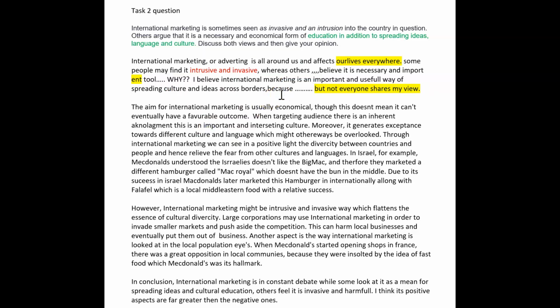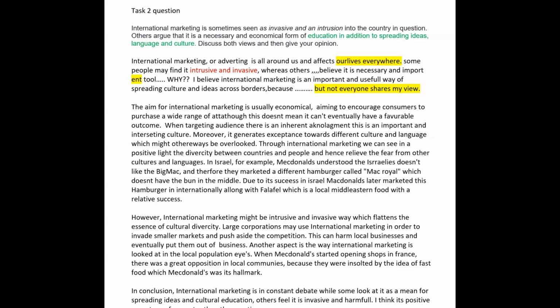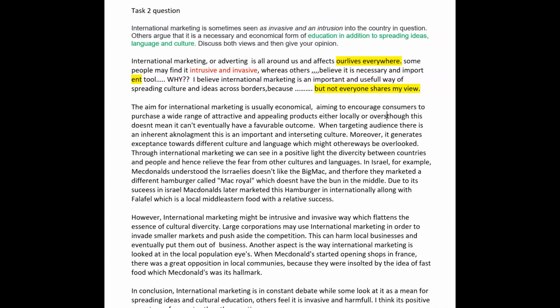You've got to have a very strong intro. The examiner makes up their mind when they read your intro, what band score you are. Really important that. The aim for international marketing is usually economical, though that doesn't mean it can't eventually have a favourable outcome. I don't think the two things are opposite, actually. Is usually economical, aiming to encourage consumers to purchase a wide range of attractive and appealing products from either locally or overseas, or from overseas.